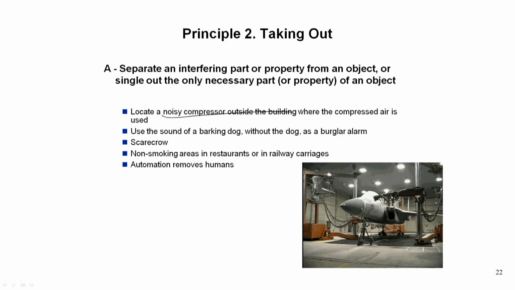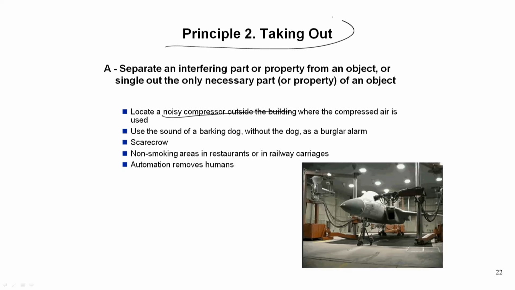Use the sound of a barking dog without the dog, like a burglar alarm, or the use of a scarecrow. There are some examples we have given here, but I also give the example of fruit juice. You extract the juice of a fruit and throw away the rest of the things which you do not want to waste your time on. Or perfumes: you extract the good part of a fragrance and throw away the rest of the flower. So, these are all principle 2, taking out.